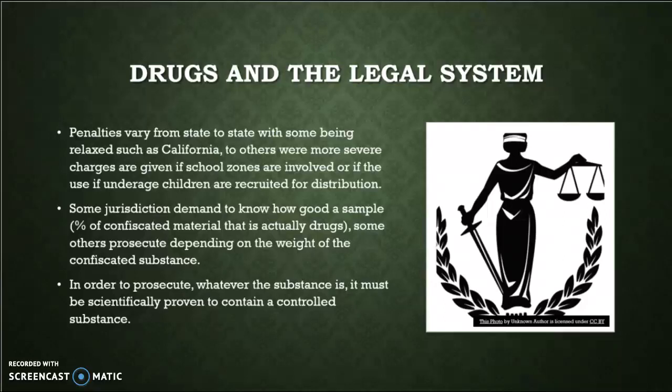Some jurisdictions demand to know how good a sample is. This means to know how much of the confiscated material is actually a drug substance. Some others prosecute depending on the weight of the confiscated substance instead of a specific percentage. In order to prosecute whatever the substance is, it must be scientifically proven to contain some sort of controlled substance.